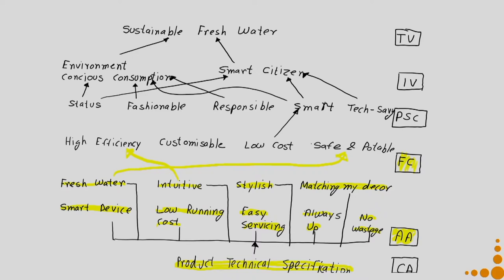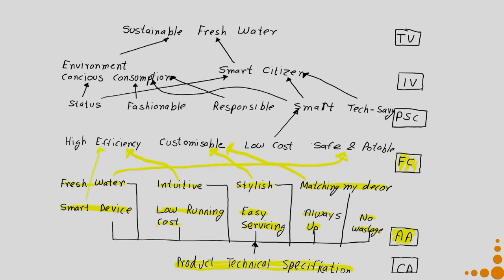Here it shows that, okay, I did not have a functional consequence of that. Maybe I will have to think of a functional consequence which is arising out of intuitivity. So let's go ahead. Let's see, okay, stylish. Now it comes how I'm going to define stylish. Stylish, if I connect it to customizable, it means the stylization is being achieved because of the possibility that I can customize it. But if I want to mean something different, I will have to add another attribute and functional consequence. Matching my decor, that also connects to customizable.